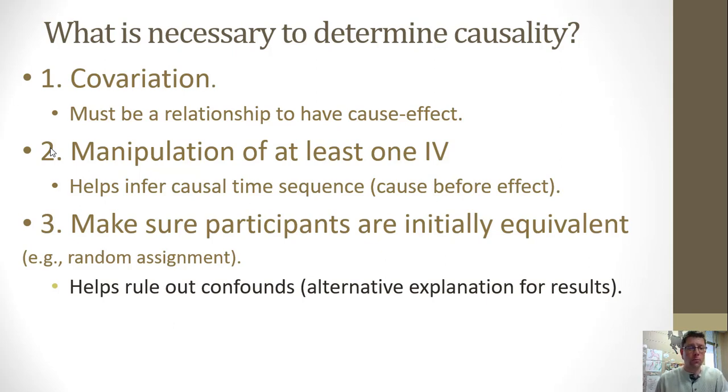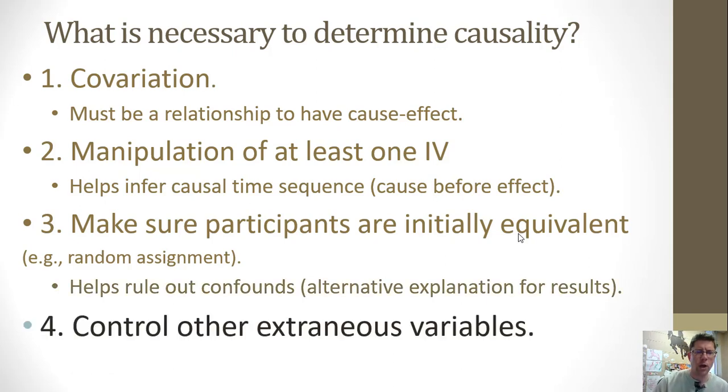We don't know. So we use things like random assignment to help us establish that the groups are initially equivalent. And I'll go through an example of this in just a second. We also want to rule out other extraneous variables. In other words, the only thing that we want to differ during our study between our two groups is the independent variable. That's the only difference we want between those two groups.